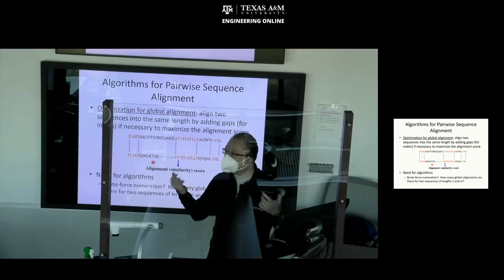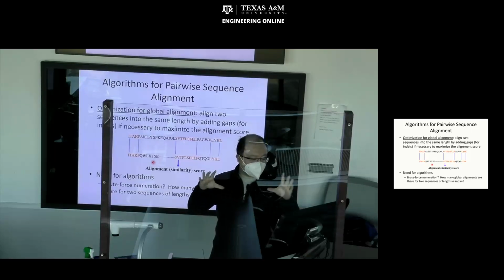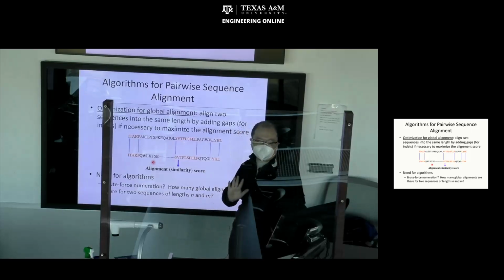You're aligning these two sequences by inserting gaps whenever needed to make their lengths the same. Right now, you don't have to worry about the alignment score because I'm just asking how many ways to align them. Can I say m plus 1 choose 1 plus m plus 1 choose 2 plus m plus 1 choose 3, up to m plus 1 choose n minus m, assuming that n is bigger than m?